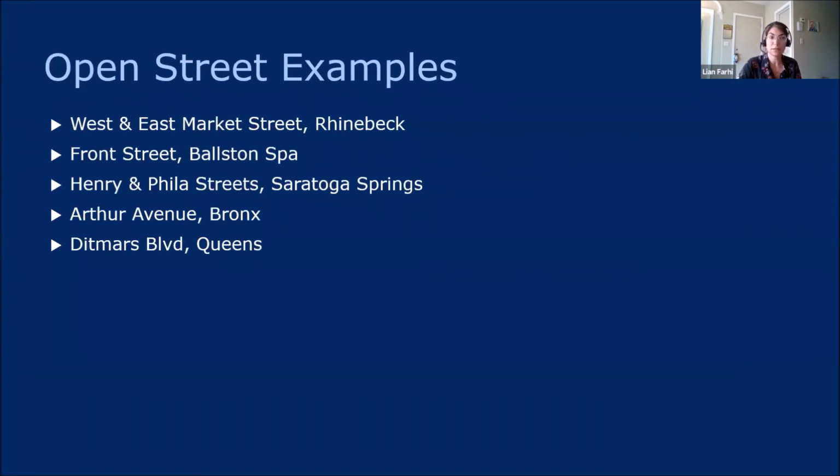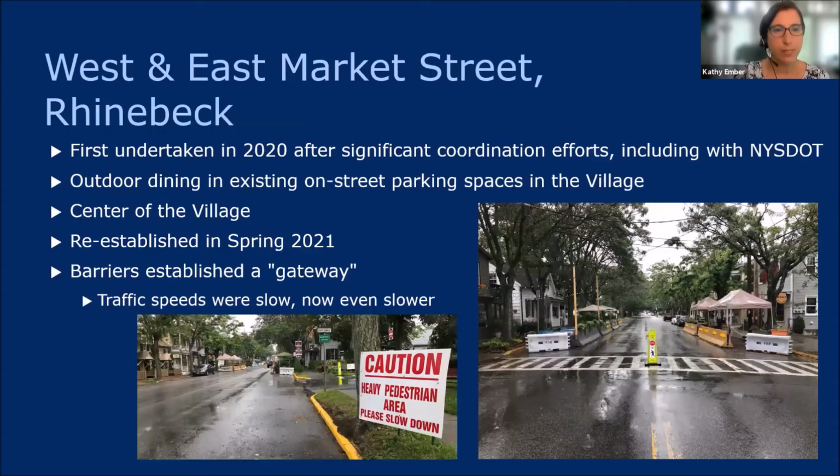Moving to some open street examples. Thank you. So we wanted to highlight a couple of examples, both in the Hudson Valley and the Capital Region, and also some in New York City. So we're going to start with the Village of Rhinebeck. We'll also talk about the Village of Ballston Spa, the City of Saratoga Springs, and 2 places in the Bronx and Queens. So in Rhinebeck, in the village, it was first undertaken in 2020.